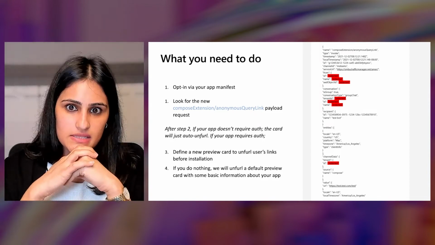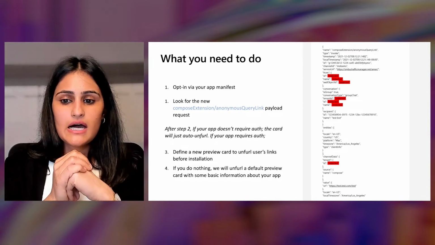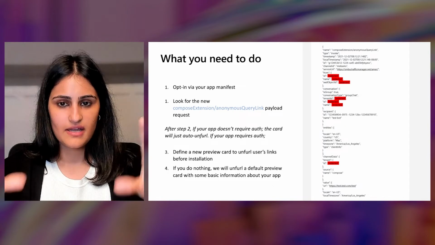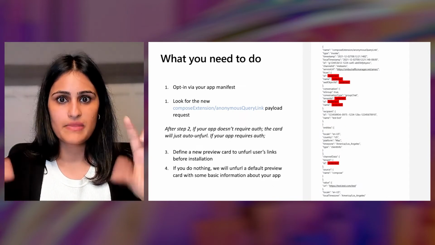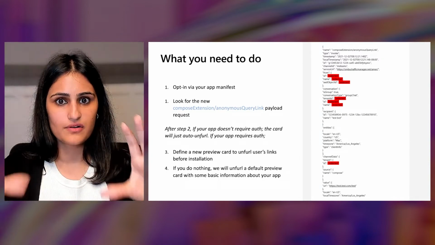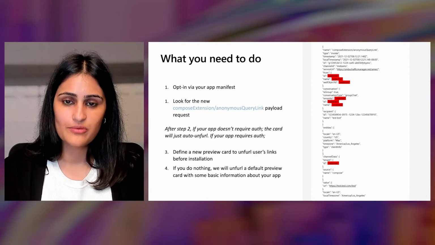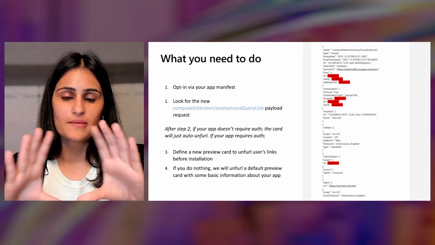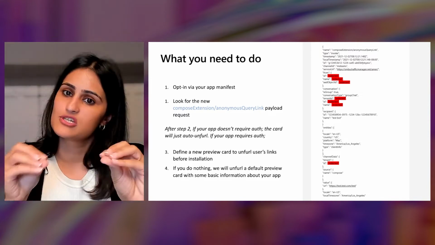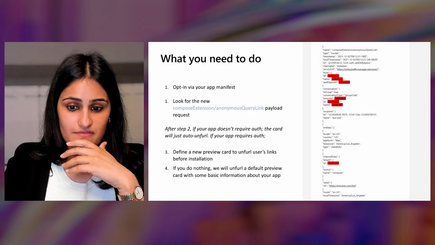In the event that your app does require authentication, we will use the new preview card type that you send, and we'll unfurl that for the user. Once the user signs in, they'll complete auth and the card will unfurl. If you do not specify a skeleton card, we will supply our own default preview card as well with some information about your app. Again, once the user opts into it, the card will just unfurl.